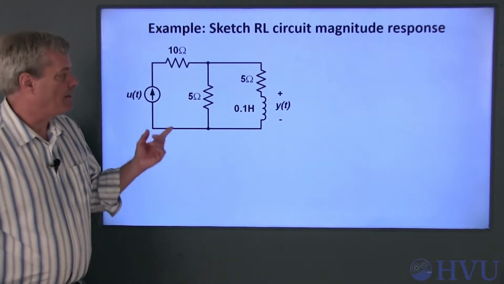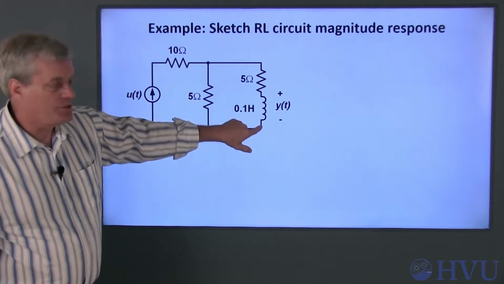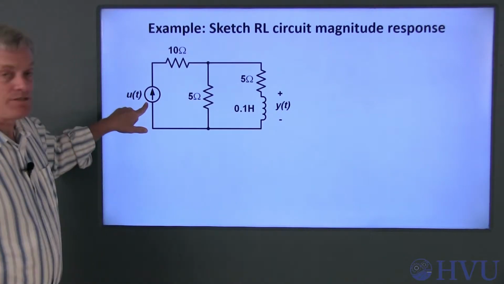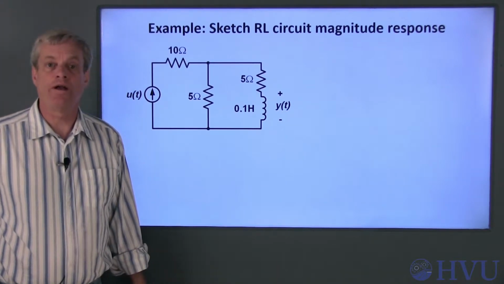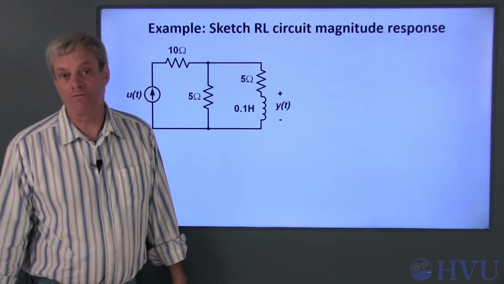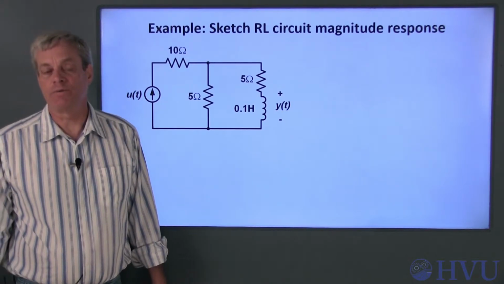In this example, we want to sketch a magnitude response for this RL circuit. The output is this voltage across the inductor, and the input is this current source. Any sketch should include the values for the low and high frequency gains and the cutoff frequency. We can determine all of those without calculating a frequency response.